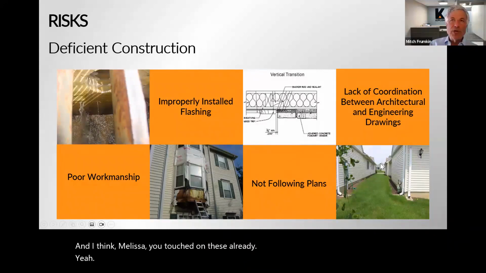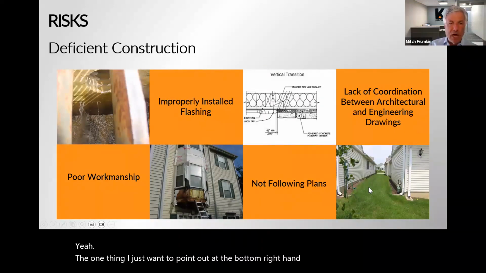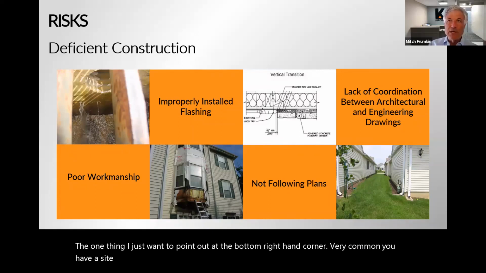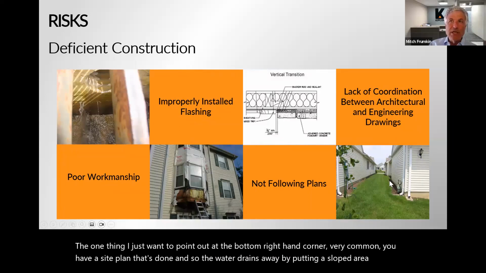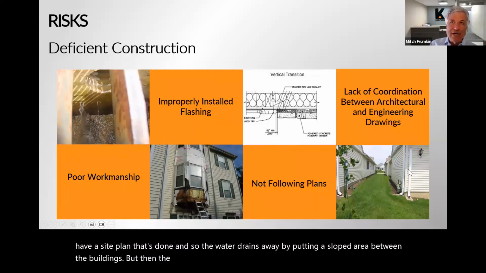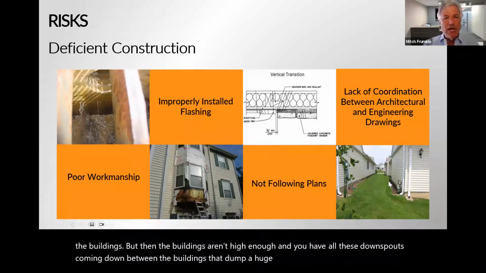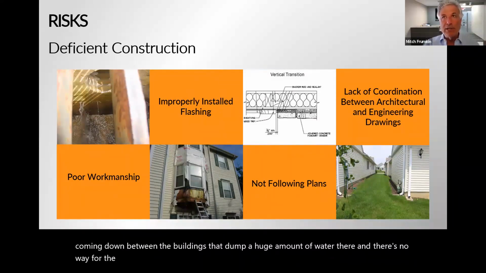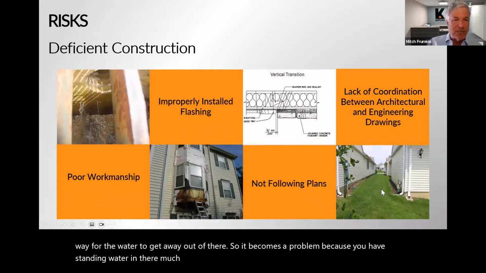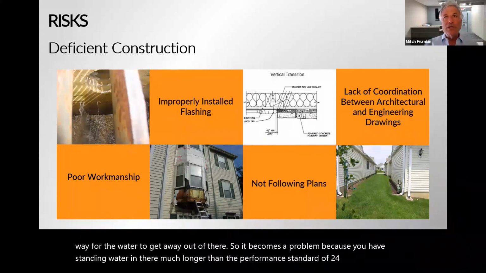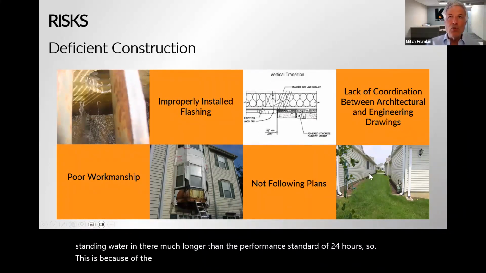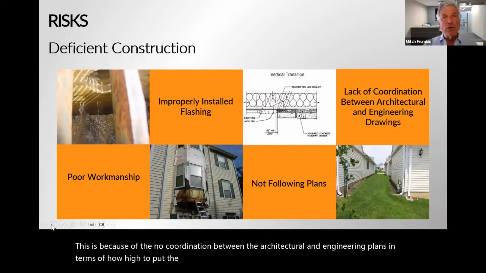One thing I just want to point out at the bottom right-hand corner, very common, you have a site plan that's done, and water drains away by putting a sloped area between the buildings. But then the buildings aren't high enough, and you have all these downspouts coming down between the buildings that dump a huge amount of water there, and there's no way for the water to get away. So it becomes a problem because you'll have standing water in there much longer than the performance standard of 24 hours. This is because of no coordination between the architectural and engineering plans in terms of how high to put the buildings and where the downspouts go.